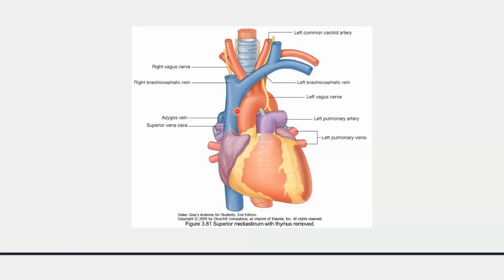So the right recurrent laryngeal nerve doesn't enter the superior mediastinum, but the left one does. And pathology of the superior mediastinum, for example, if there's a lymph node expansion, like if there's a lung cancer and it causes lymph nodes to enlarge in this area, it may compress on this recurrent laryngeal nerve and it can cause a hoarse voice. The voice will change if that happens.